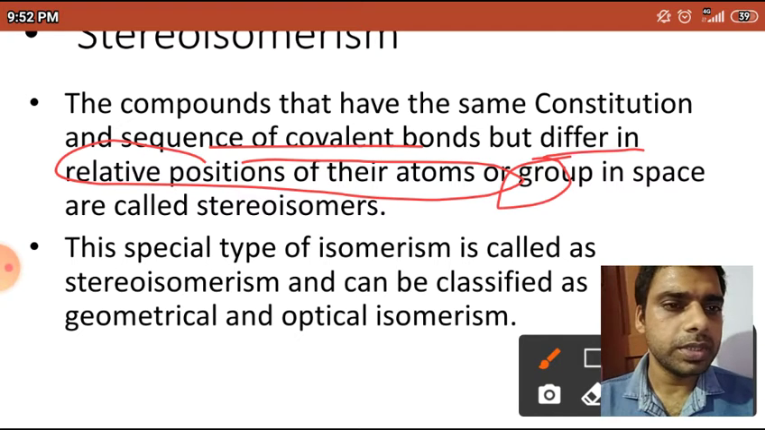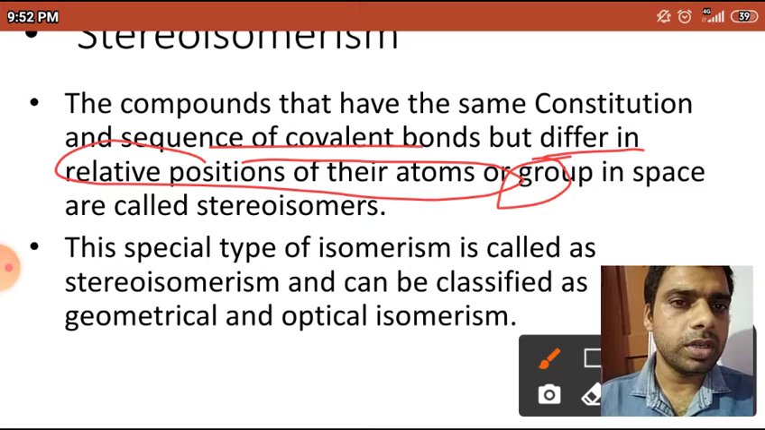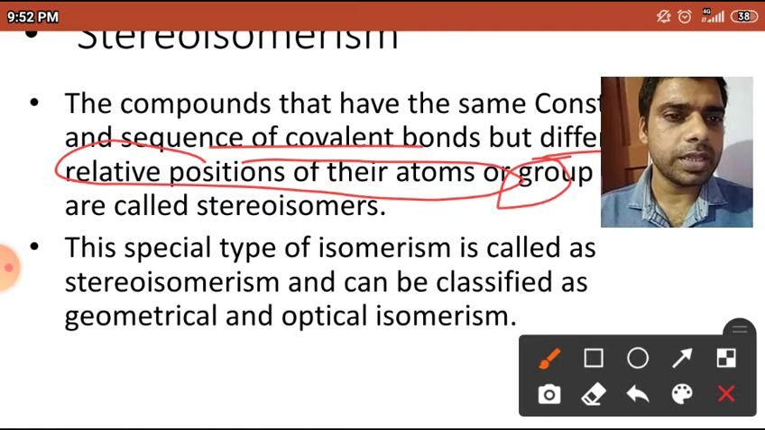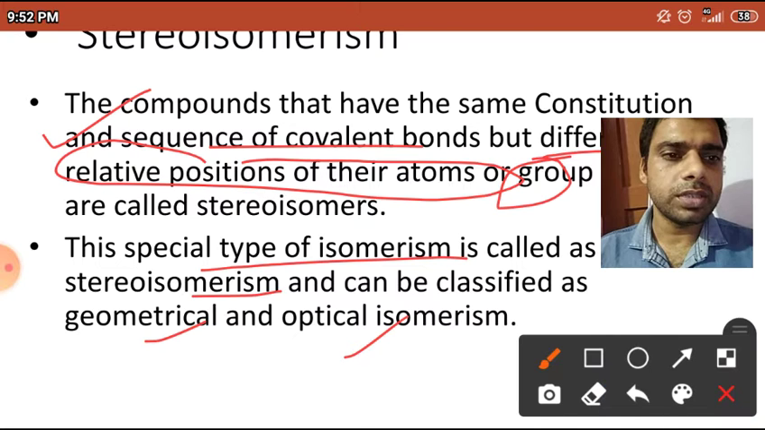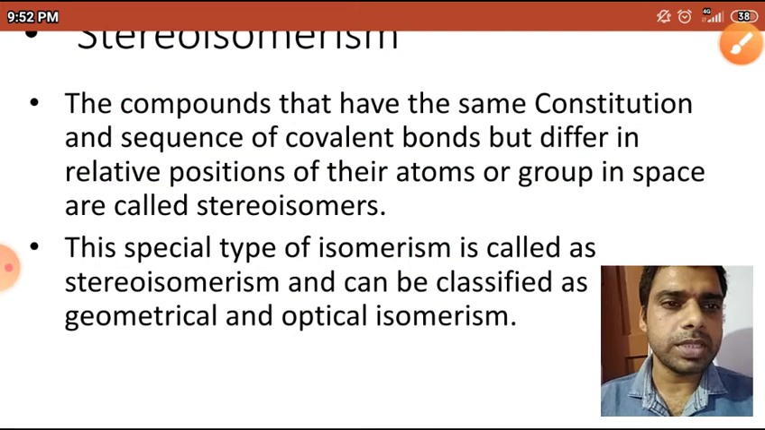I will tell you. First of all, the sequence of covalent bonds will be the same every time. You can see here it is given: this special type of isomerism is called stereoisomerism. Geometric and optical, two classifications are there. What is the meaning of this definition? We will do it and we will see.